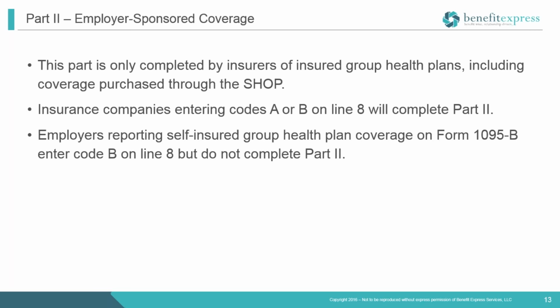As I indicated previously, Part 2 is the employer-sponsored coverage. This is only completed by insurers of an insured plan. Insurance companies entering either Part A or Part B, codes A or B, will complete Part 2. Employers that are self-insured don't complete this, and they will go on to Part 3.